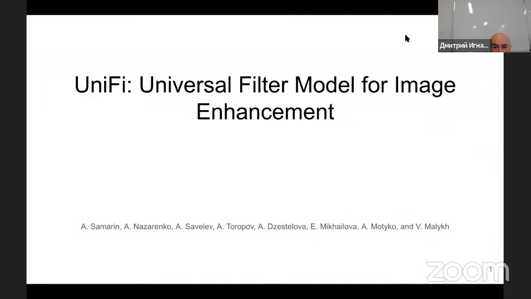Okay, so I will present our joint work with colleagues from ITMO University and a colleague from LIT University. It's called a universal filter model for image enhancement.